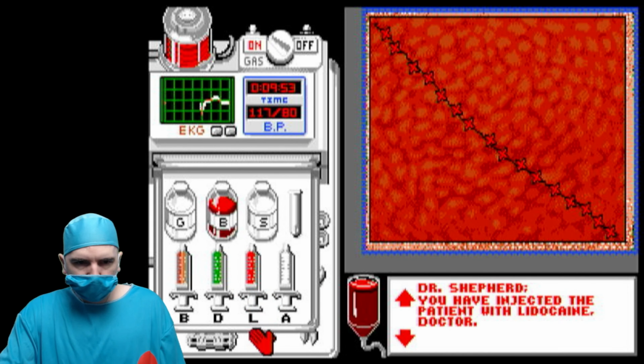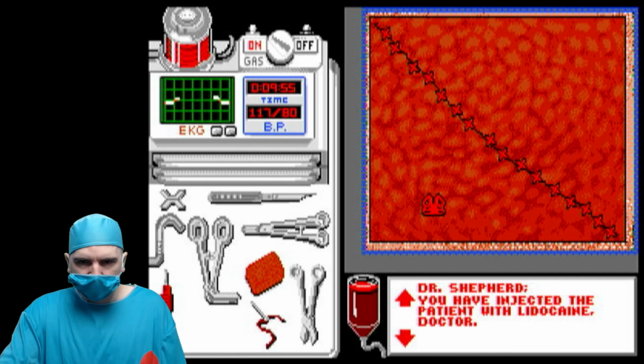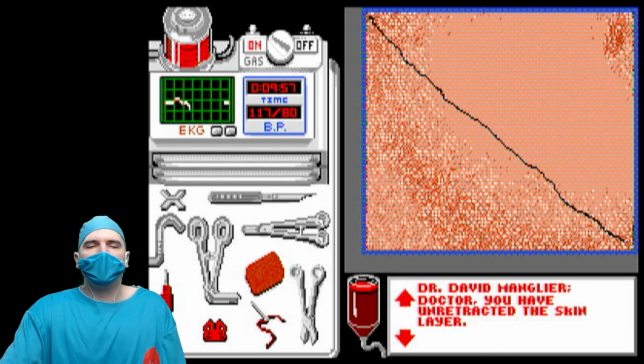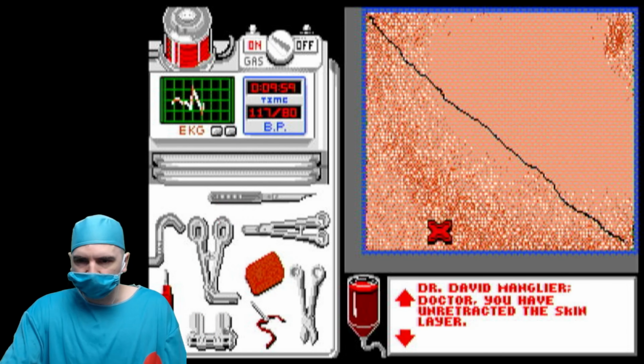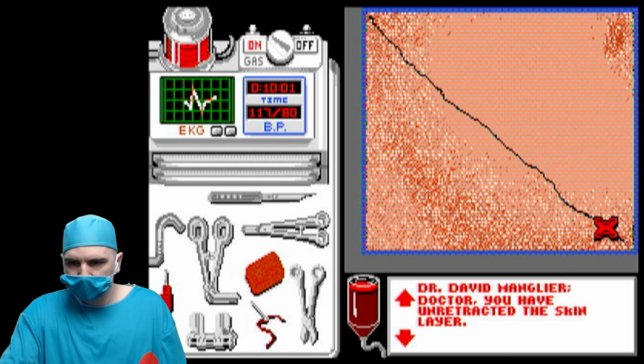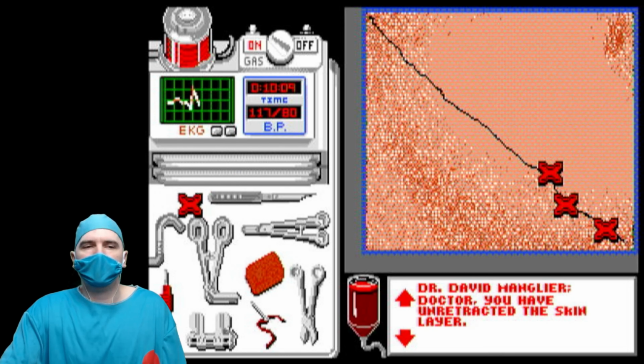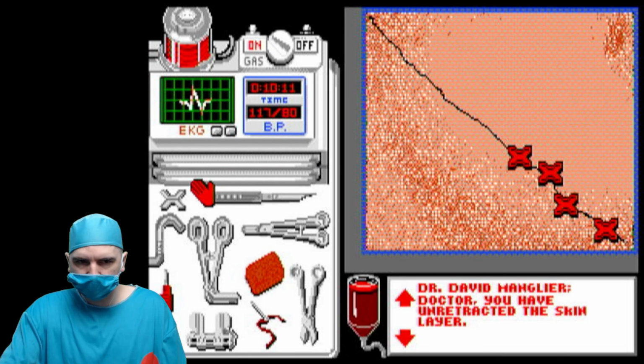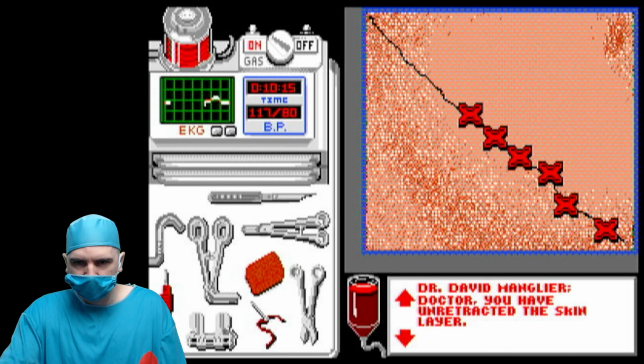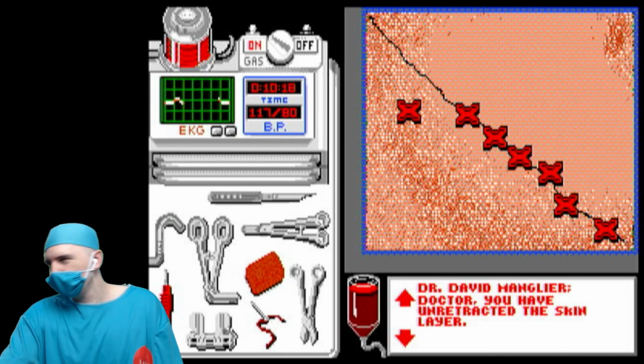Right, so we should be pretty much there now. Doctor, you have retracted the skin layer. Right, we put that down. We use these ones now. Not quite a good one, but there we go. We'll go with that. Space them out nicely. Don't rush it. Be accurate.